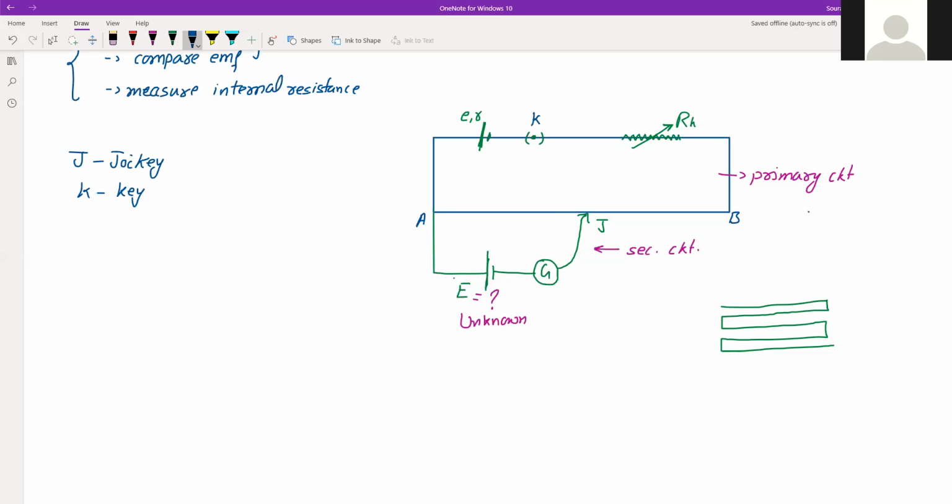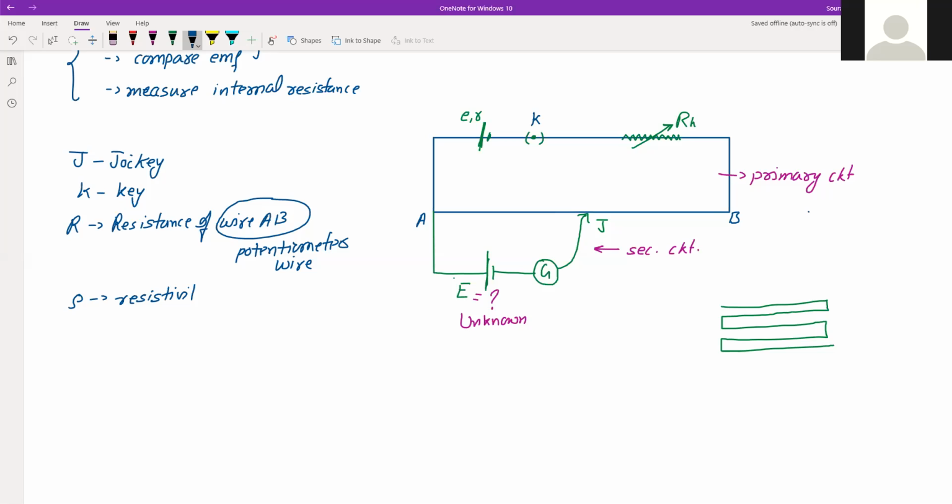The resistance of the potentiometer wire, that is R, is the total resistance of wire AB. This wire AB is also called potentiometer wire, right? And let rho be the resistivity of that wire. And RH, as we have already seen, that is the rheostat, variable resistance.